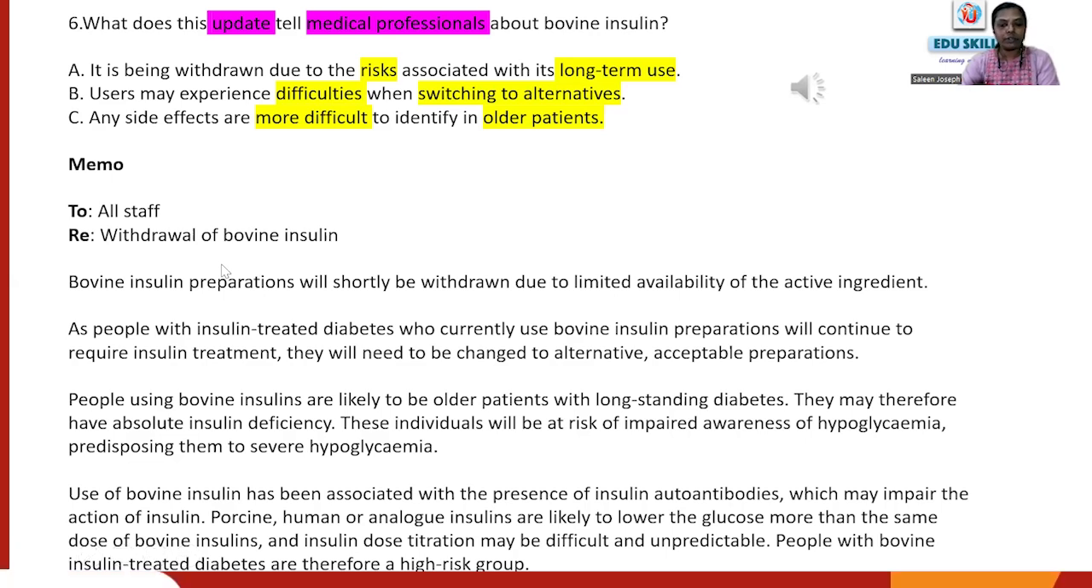These individuals will be at risk of impaired awareness of hypoglycemia, predisposing them to severe hypoglycemia. Use of bovine insulin has been associated with the presence of insulin autoantibodies, which may impair the action of insulin. Porcine, human, or analog insulins are likely to lower the glucose more than the same dose of bovine insulin, and insulin dose titration may be difficult and unpredictable. People with bovine insulin-treated diabetes are therefore a high-risk group.